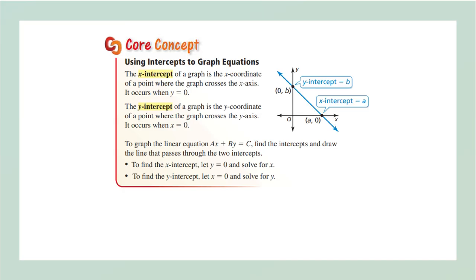Go on to the next one. Intercepts. I know that some of you, last week for the quiz, did the y-intercept and the x-intercept. Not all of you, but some of you. So let's pay attention. What does that mean? The x-intercept of a graph is the x-coordinate of a point where the graph crosses the x-axis. It occurs when y equals 0.